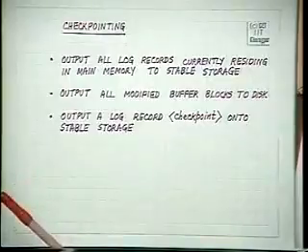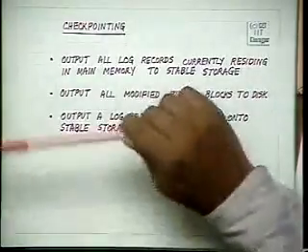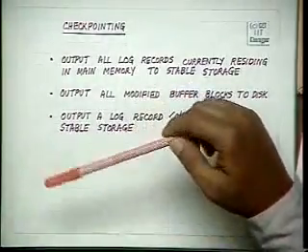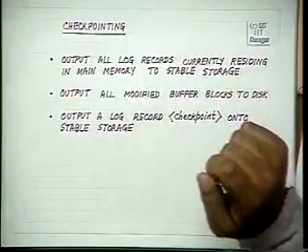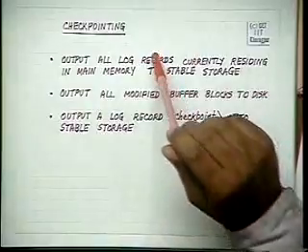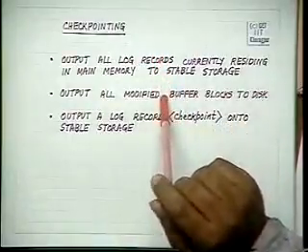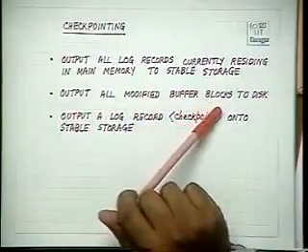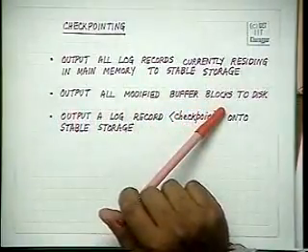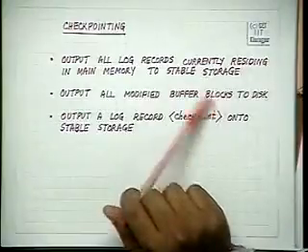Checkpointing is an operation which is done from time to time. Say after 1 hour you do checkpointing. When the checkpoint daemon is invoked, immediately two actions take place. One, all log records are written onto the stable storage, and all the modified buffer blocks are first outputted back, and then the checkpoint is written.